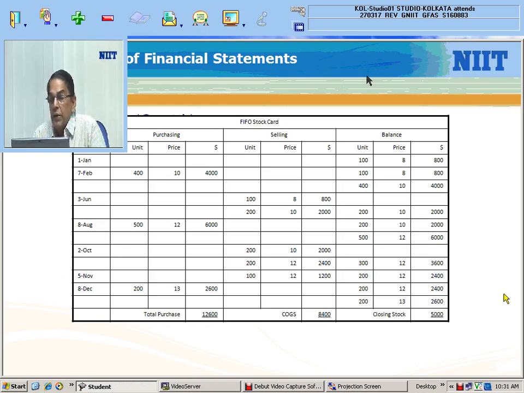Balance, that is the opening balance of inventory as on 1st of January. There is 100 units that was there.